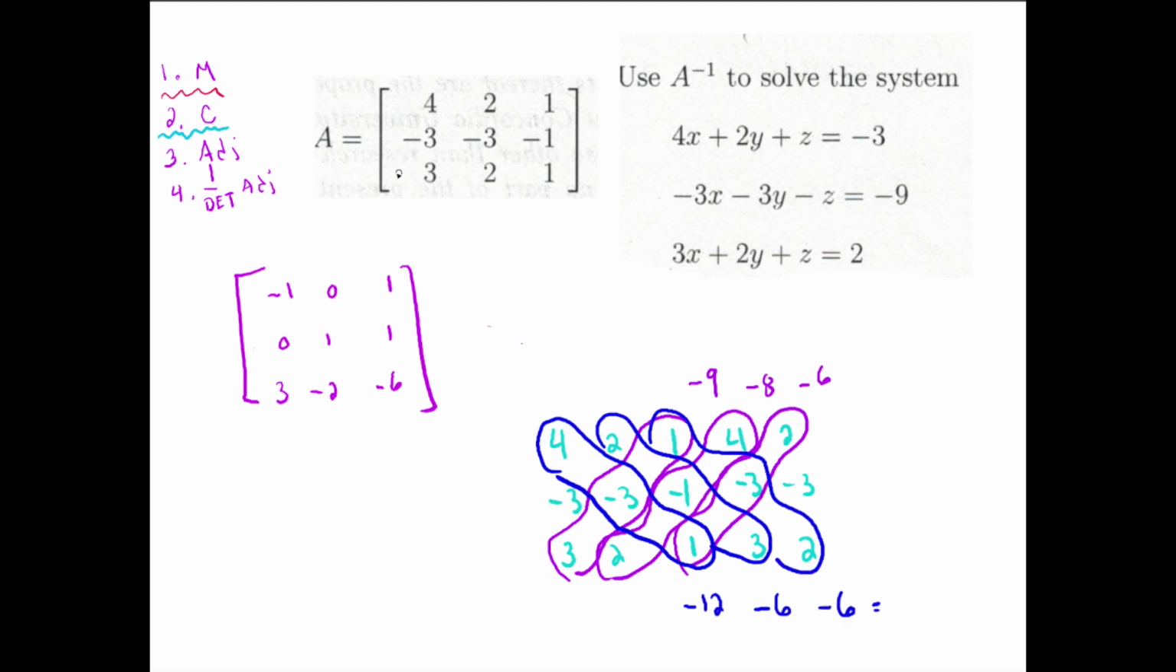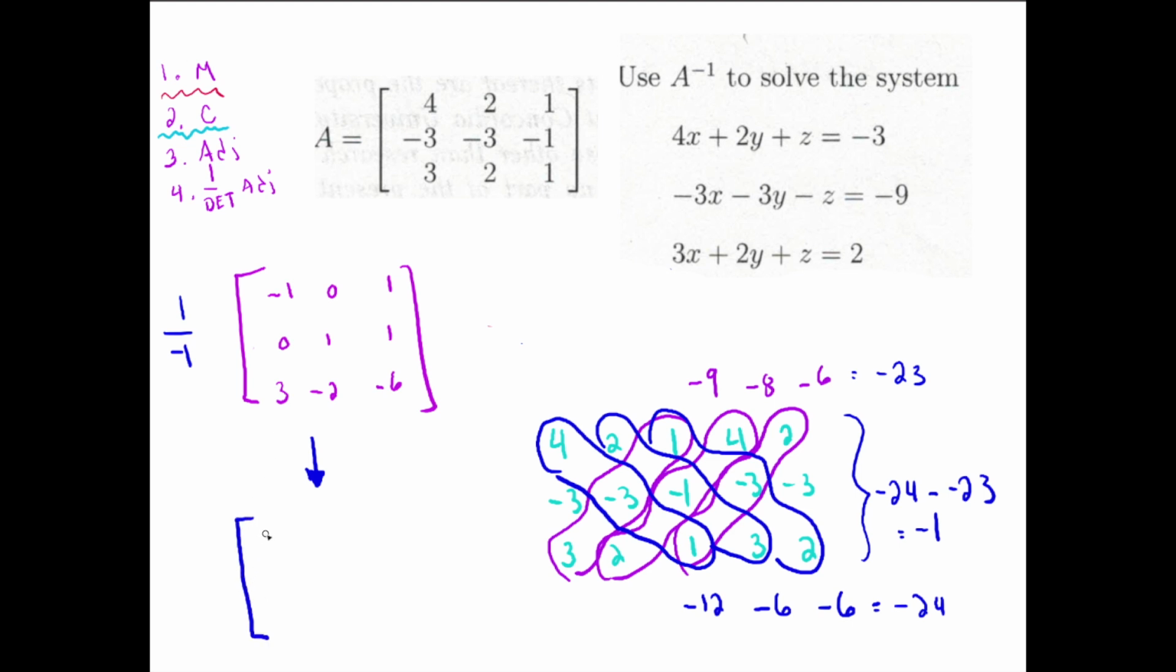So now let's add up the bottom. So we have -12 minus 6 minus 6 is equal to -24. And then we have -9 minus 8 minus 6, which is equal to -23. Then we do -24 minus -23, and we are left with -1. Then we do 1 over -1 multiplied by the adjugate, and that is going to be our inverse. So basically we're just multiplying everything by -1.